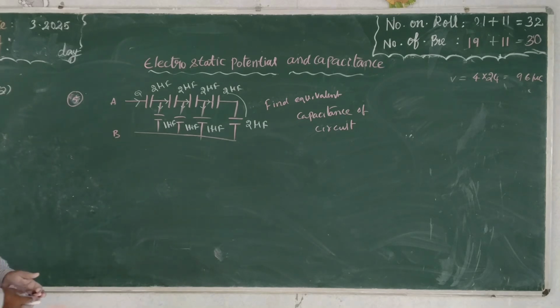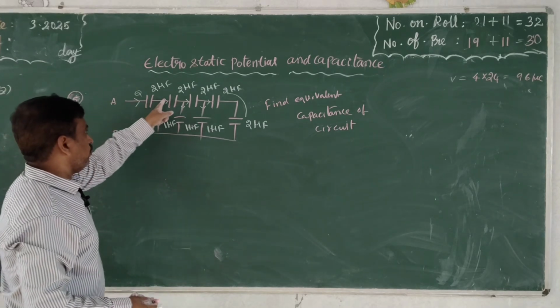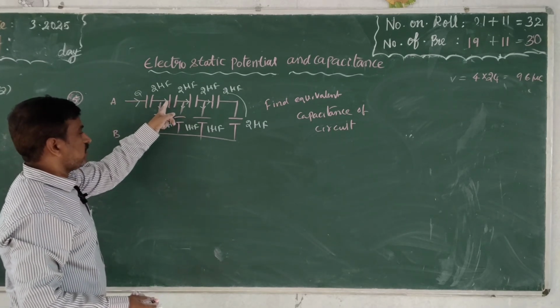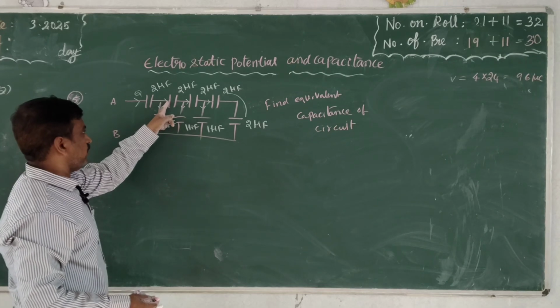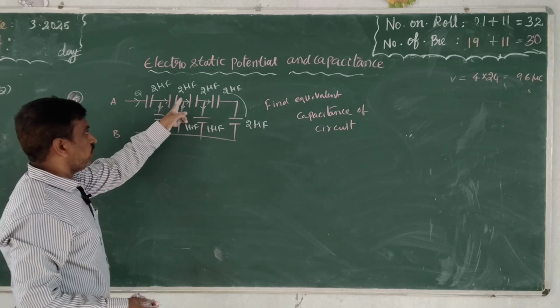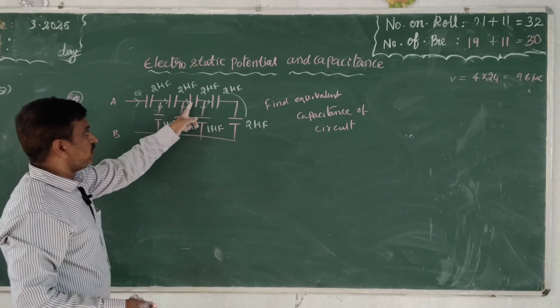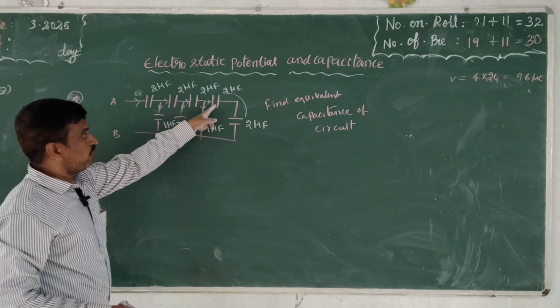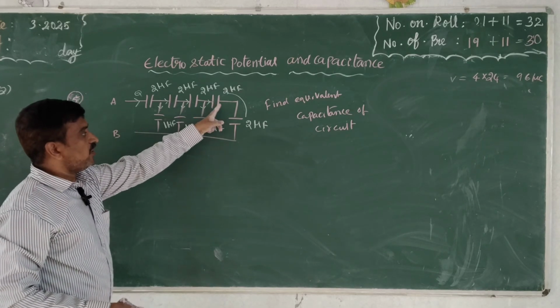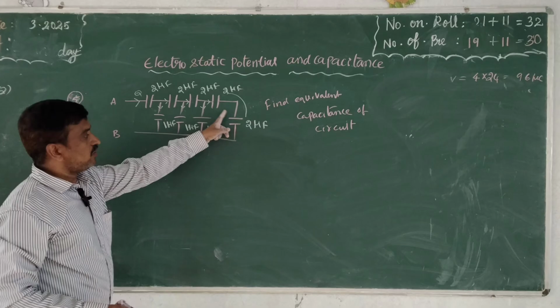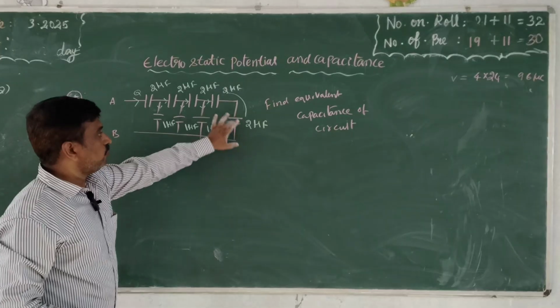See here, the total charge is q. Here two paths are there, this and this. The charge is divided into q1 and q2. Again q1 is divided into q3 and q4. That q3 is again divided into q5 and q6. Here the same charge q5 is there, so they are in series. So these two we can solve first.